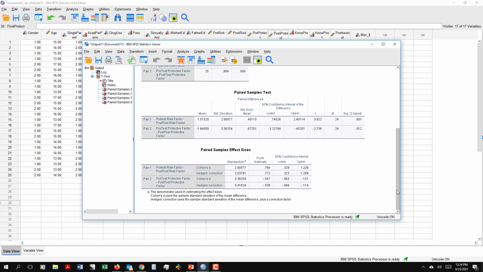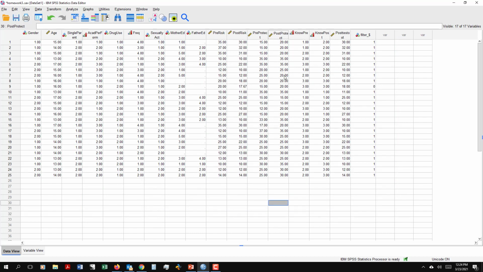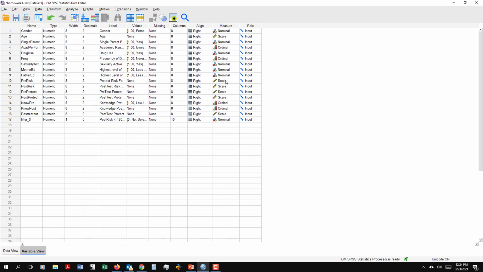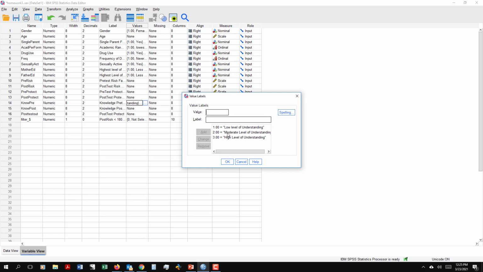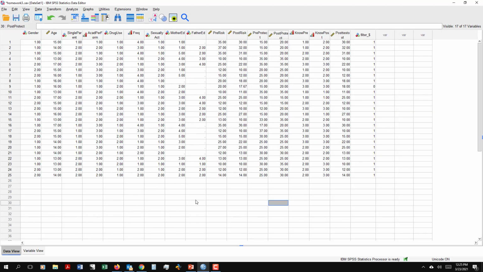That's the main thing that we're looking for in this particular evaluation because we're trying to evaluate our intervention program. Now we also have knowledge level, right here we have knowledge level pre and knowledge level post. But when we look at those, they're actually going to be at an ordinal level scale. And we have low to moderate to high. So they're at an ordinal level scale. We have ranked between low, moderate, and high. So we have to run a different test to determine if there is a significant difference between pre and post.